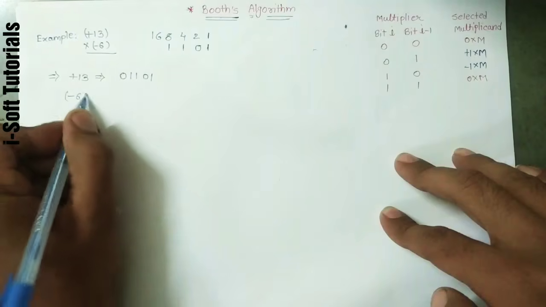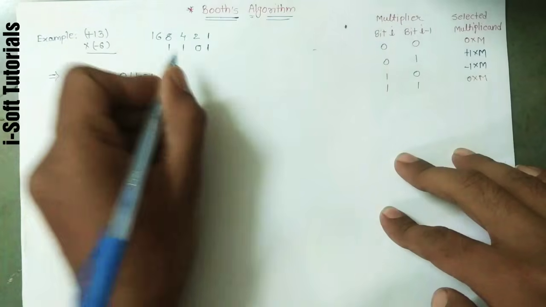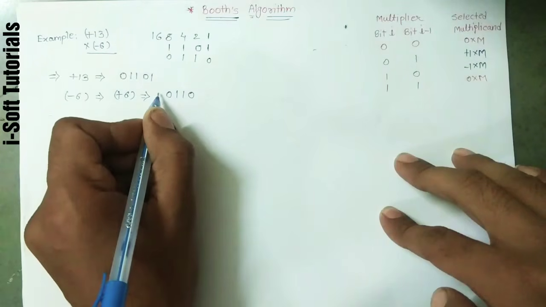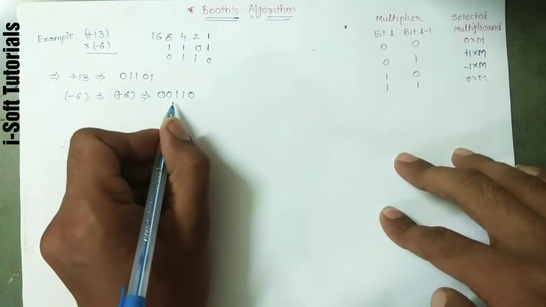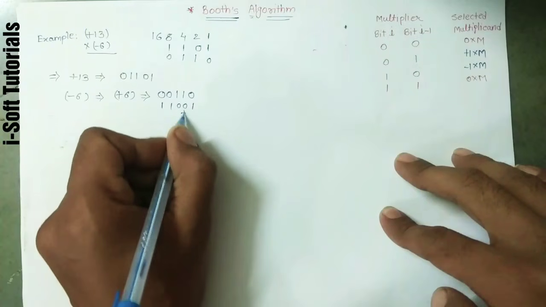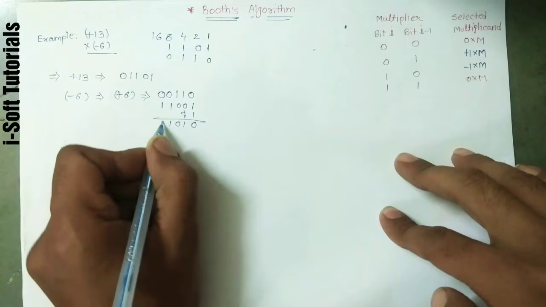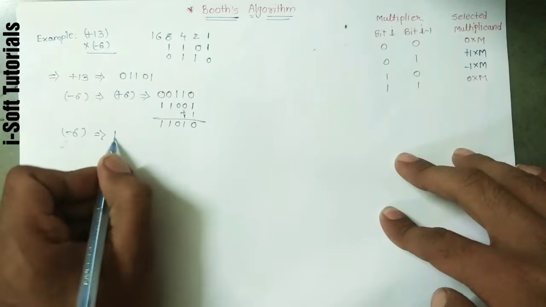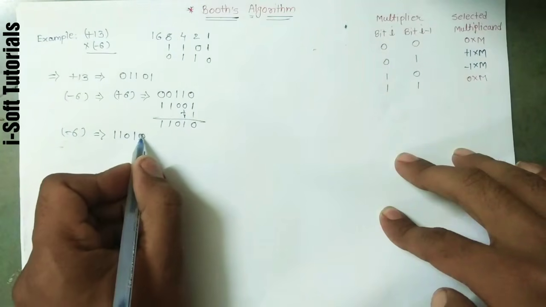Then how to get minus 6? First, plus 6 we will consider. How to represent plus 6? 4 2 0 0, so 0 1 1 0, and for plus sign 0. Then how to convert it into minus 6? Take the 1's complement plus 1. So 0 carry 1, so 1 0 1 1. So 1 1 0 1 0 is the representation for minus 6. So what we got is the representation for minus 6.